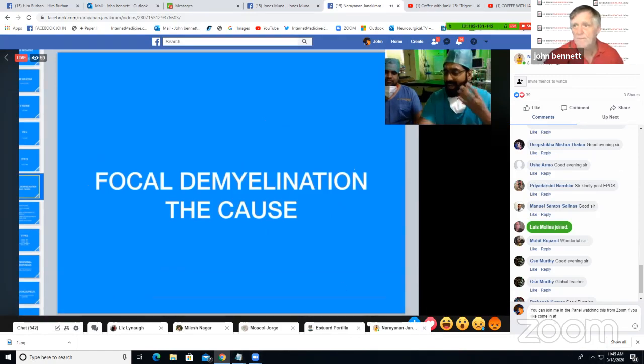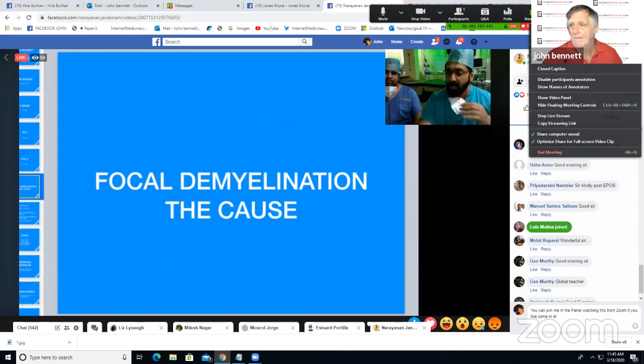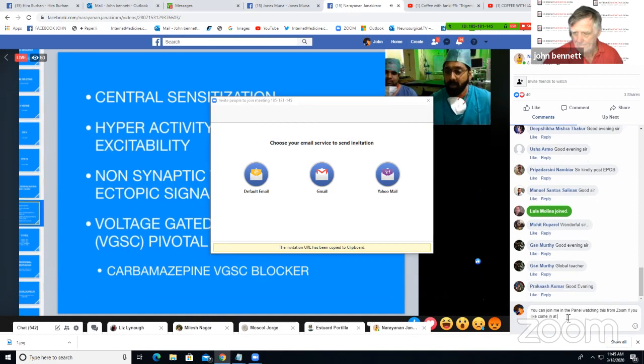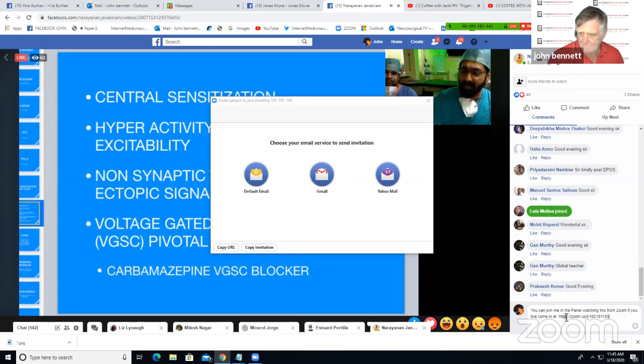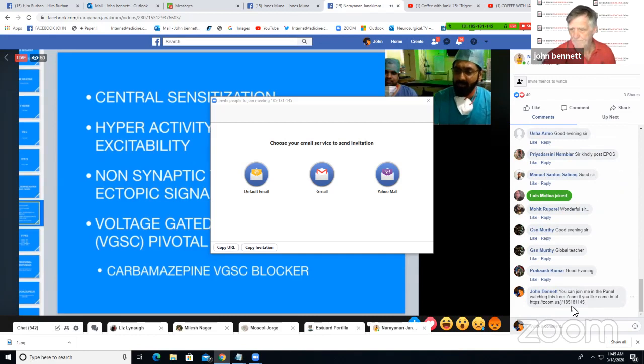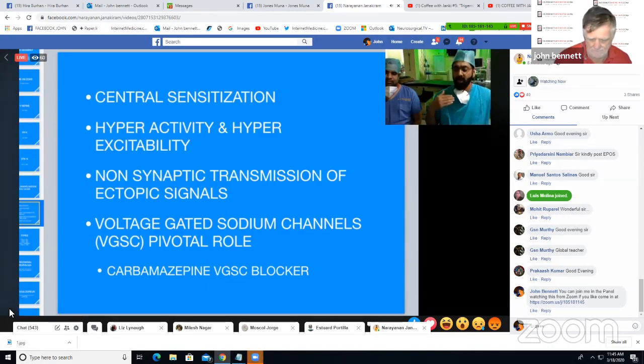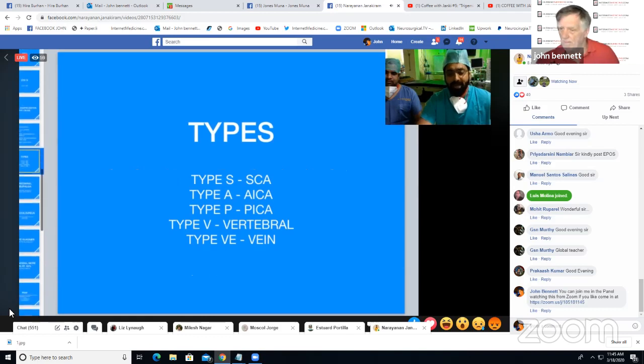So why does he have a spasm or a trigeminal neuralgia? It's because there is a focal demyelination of the nerve. So that is why you have it. Now, what happens is that there is a central sensitization: hyperactivity and hyperexcitability of the nerve, non-synaptic transmissions of the ectopic signals, and voltage-gated sodium channels play a pivotal role. Of course, people give carbamazepine to annihilate this problem. They give Botox. These are all medical treatments. But of course, finally, they land up in surgery.